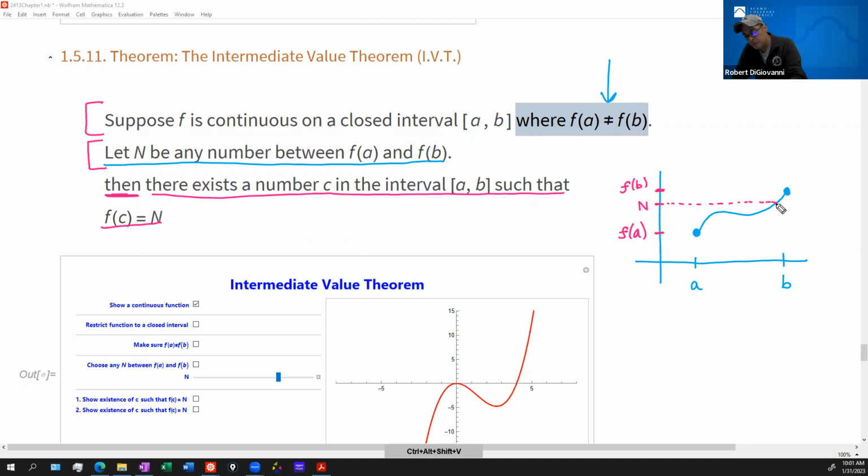They're saying that there must be some point c in here that when you plug c into the function, you get that n, right? There's some value of c that gets mapped through the function to that value n, and that should work for any n you ever pick.